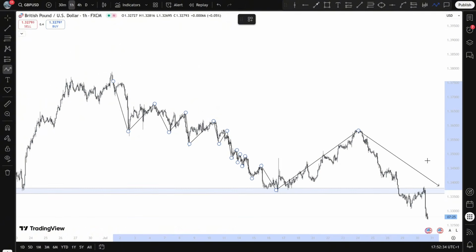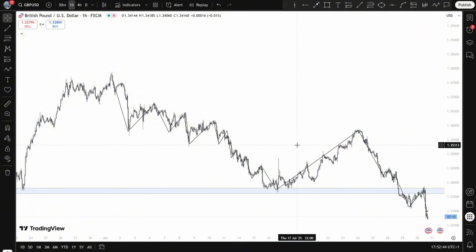Price continues heading to the downside. It gives us a series of lower lows and lower highs, a lower low here and also a lower high. Then price drops. All right, this is the best way to read market structure.